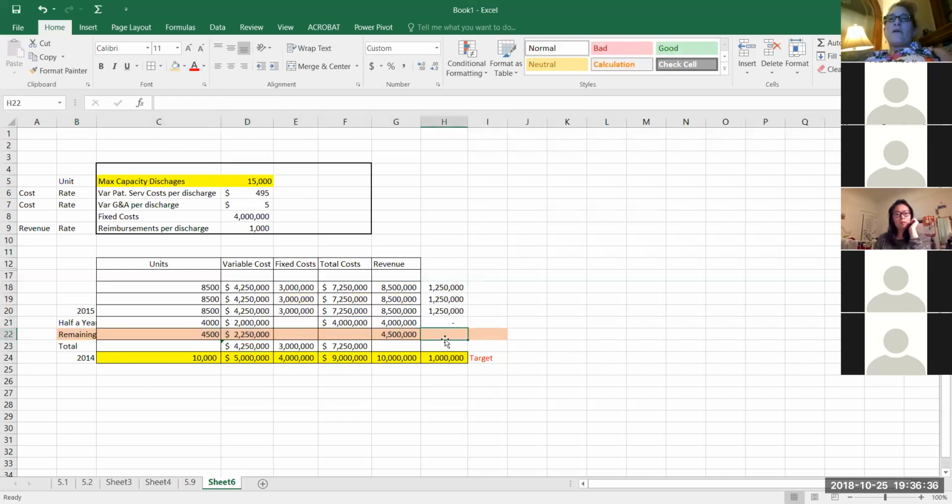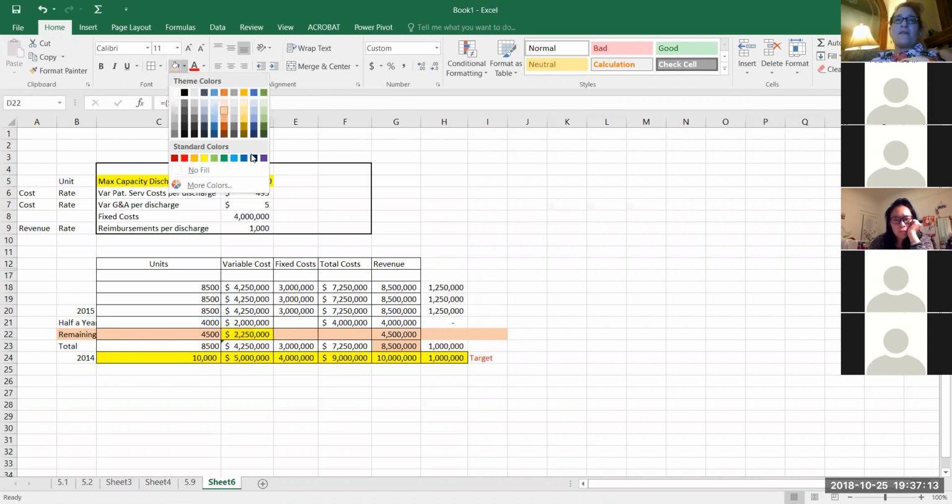But what we want our final number to be is the same, which is the $1 million. That's what we're looking for here. Our revenue is not changing. We're still going to be charging the $1,000. So what we're solving for here, and I'm going to sum this, becomes the variable cost. This is what we're solving for, and it's only half of the year. It's in this cell that we're solving for. We have everything else figured out.